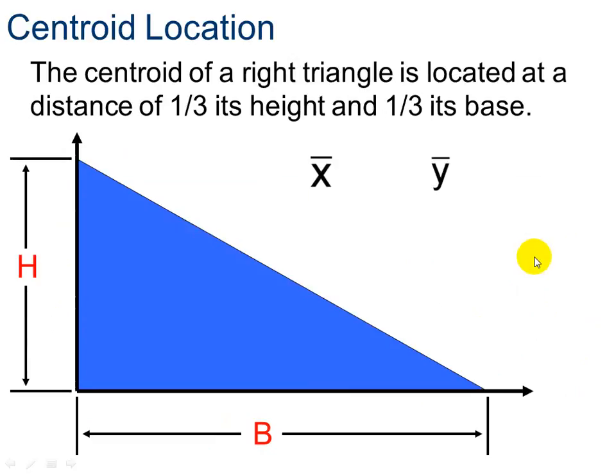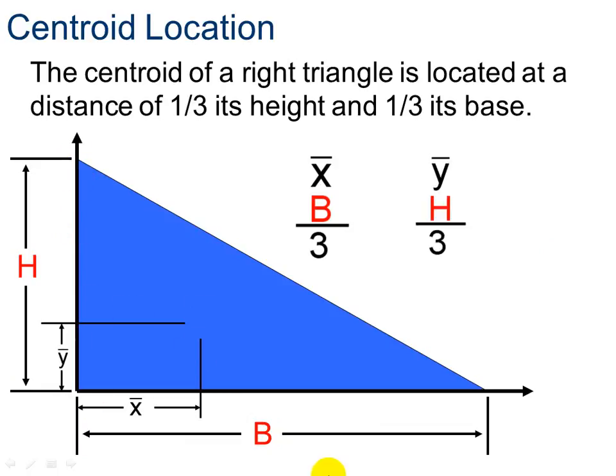For a triangle, it's a little bit different. The centroid of a right triangle is located at a third of the base and a third of its height. So to find this distance, the location of the centroid here, 1/3 of however long the base is. And for this y point, we're going to break the height up into thirds. And where those intersect, that's going to be our centroid.